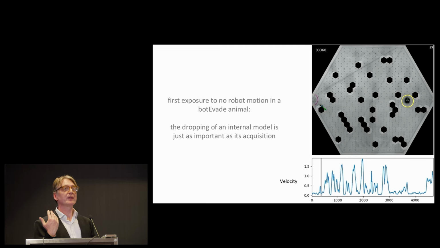And now it does something completely different that we haven't seen it do before, which is proceed very carefully with a lot of vigilance, a lot of head scans in the direction of where the robot might be approaching from, and just carefully goes along the edge of the wall until it gets to its water reward.